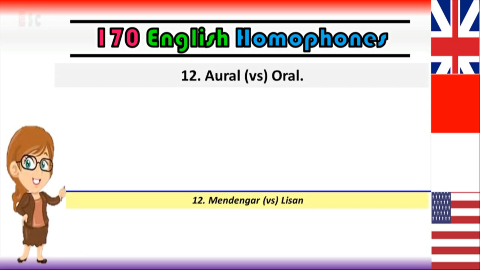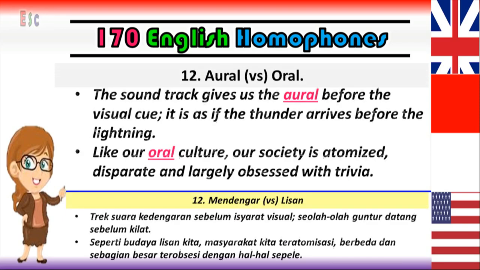12. Aural versus oral. Examples. The soundtrack gives us the aural before the visual cue. It is as if the thunder arrives before the lightning. Like our oral culture, our society is atomized, disparate and largely obsessed with trivia.